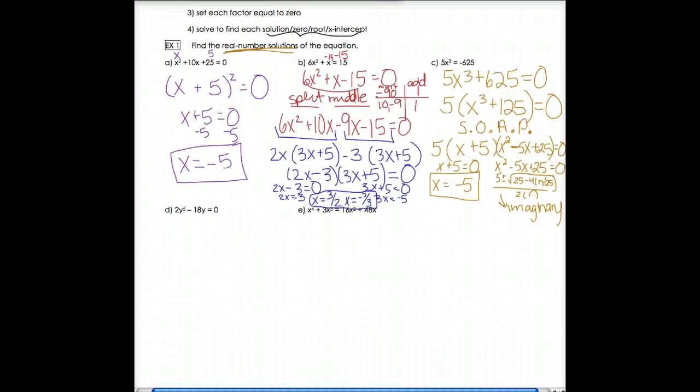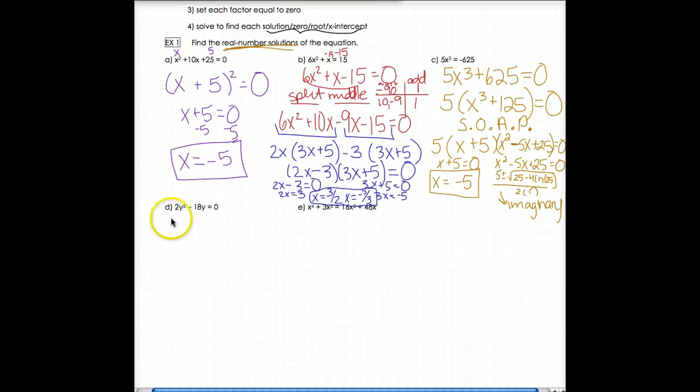All right, moving on. D. So first thing, because it's already in standard form, is to do the GCF. So GCF there is 2y. Leaves me with y to the 4th minus 9.